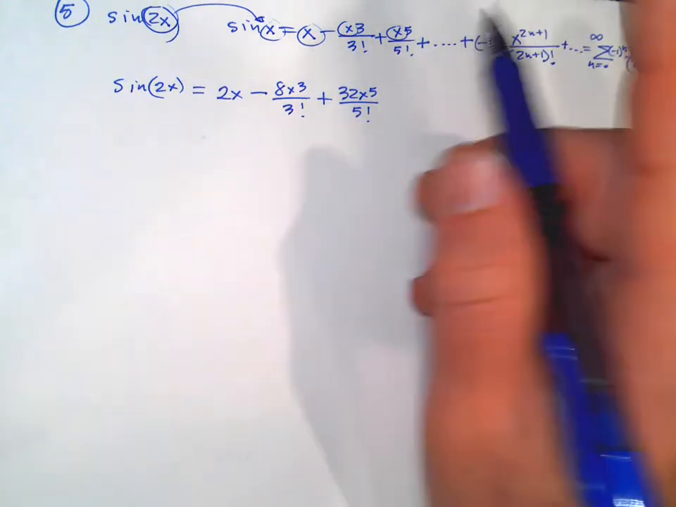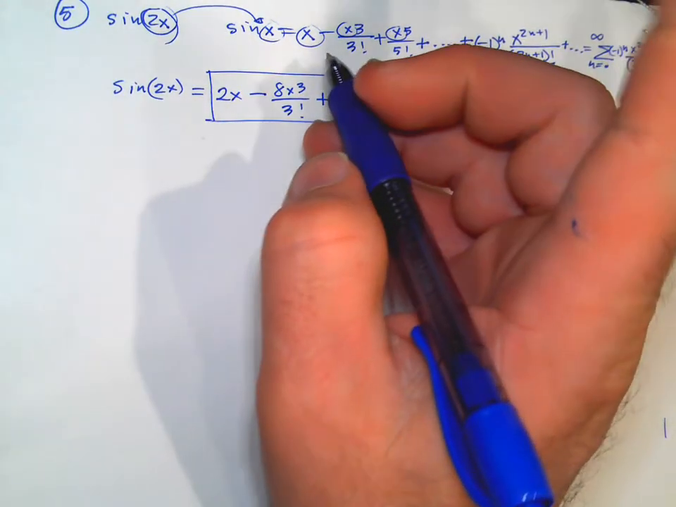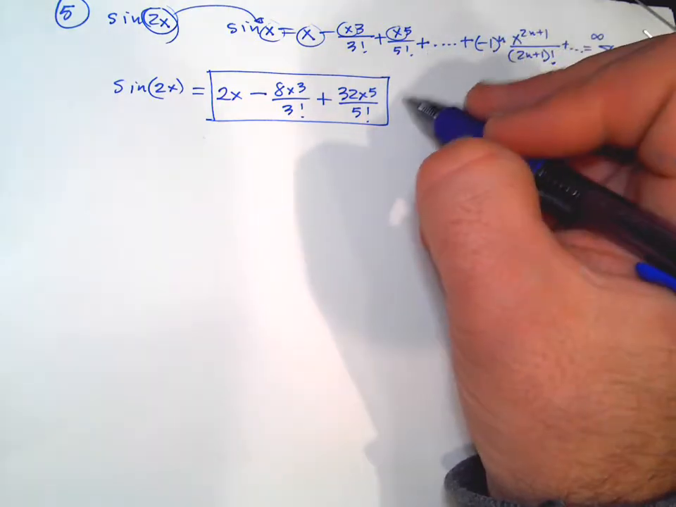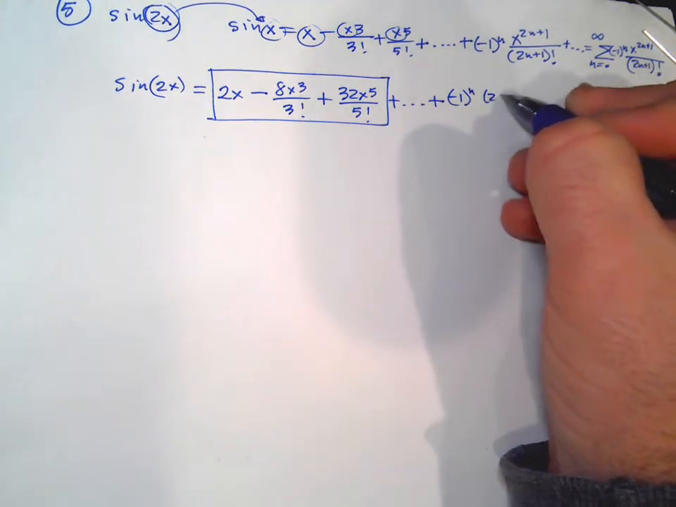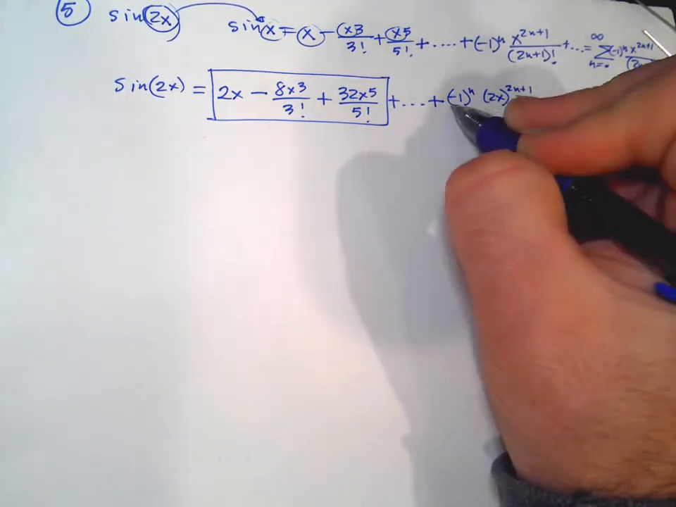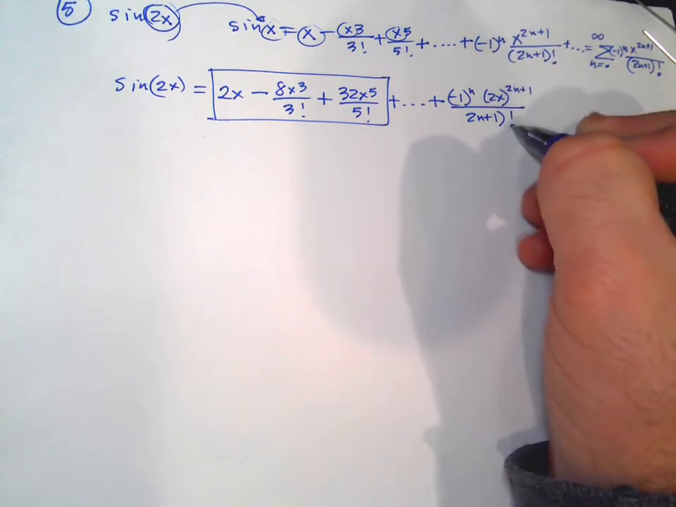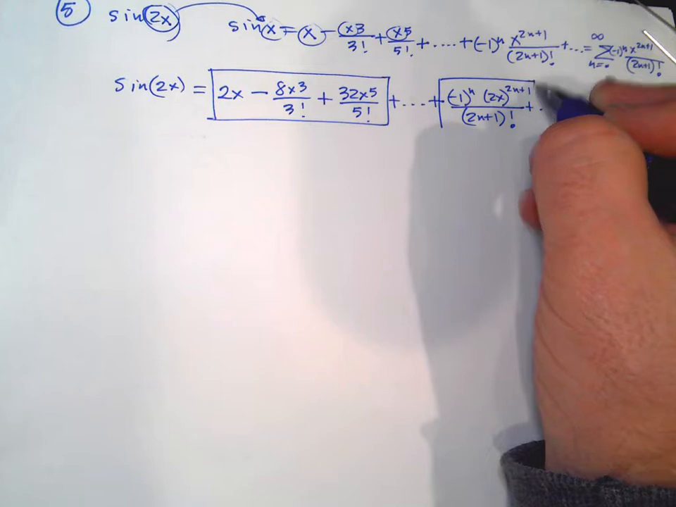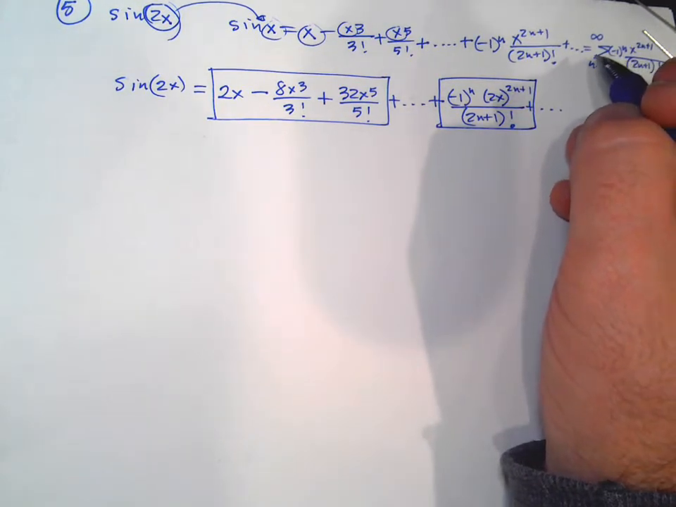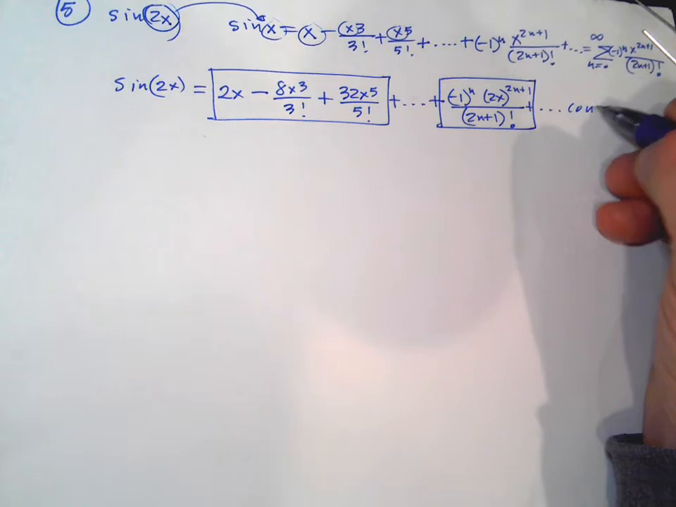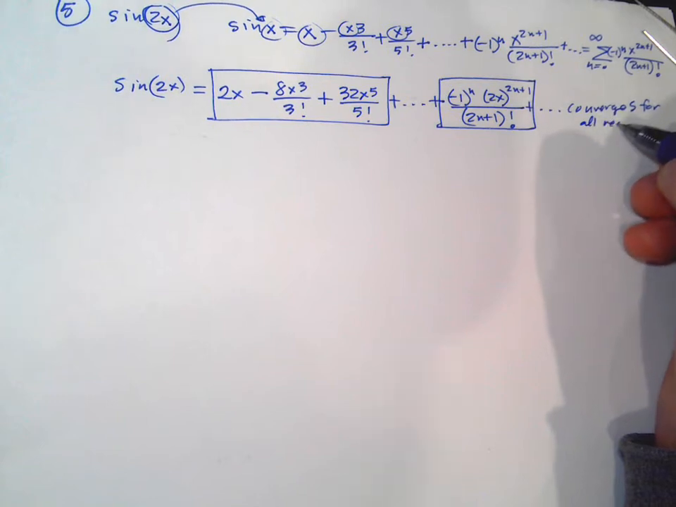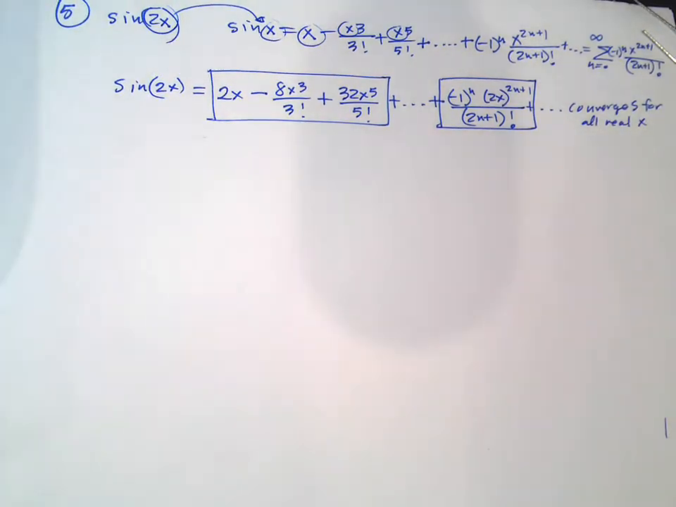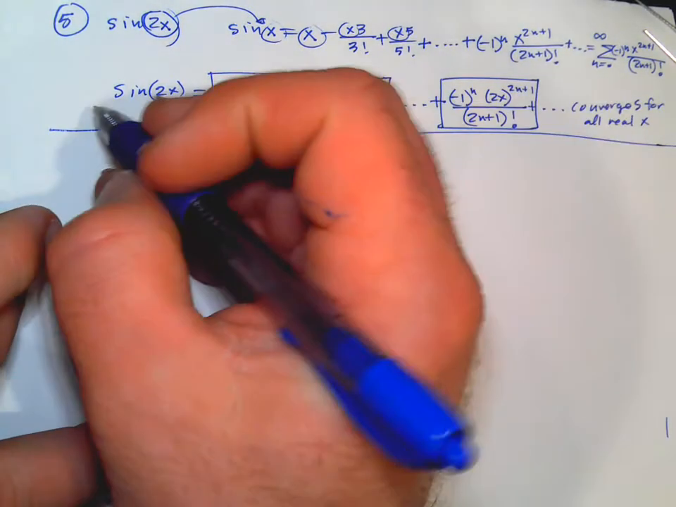So it said first three non-zero terms and the general term. So the general term, you plug 2x in. And if you look back, it converges for all real x. So that's kind of crazy. It's not restricted to -1 to 1. There you go. Okay. That's okay.